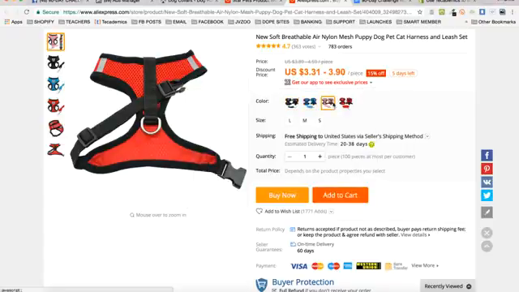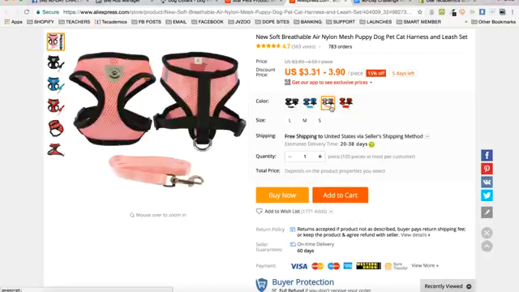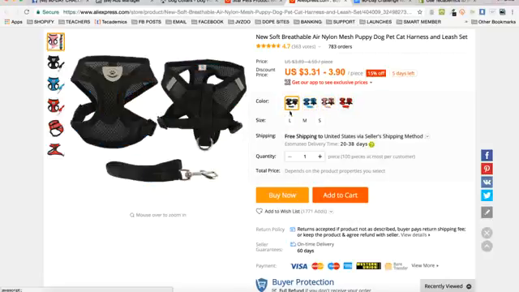So look, you can sell 4 colors of it. You can sell red, pink, blue, and black. You can sell 3 sizes, small, medium, or large. And look, a small black harness costs you $3.31. A medium costs you $3.56. A large costs you $3.91.